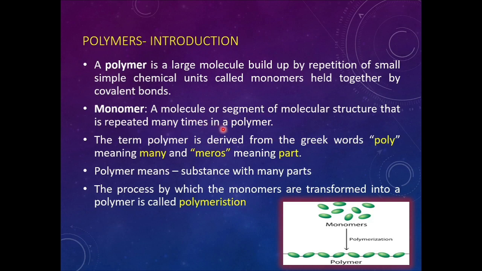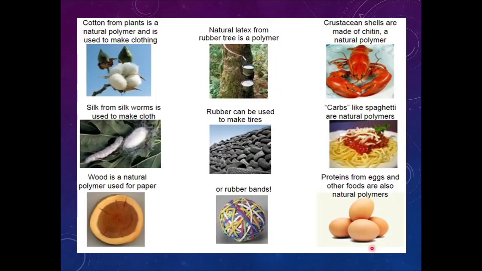And the term polymer is derived from the Greek words poly meaning many and meros meaning part. So what is polymer? Polymer means substance with many parts. Now what is polymerization? The process by which the monomers are transformed into a polymer is called polymerization. When it changes into polymer, that process is called polymerization.